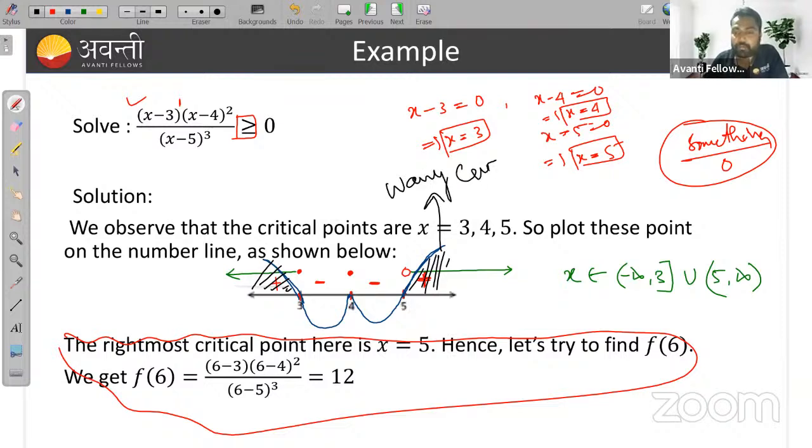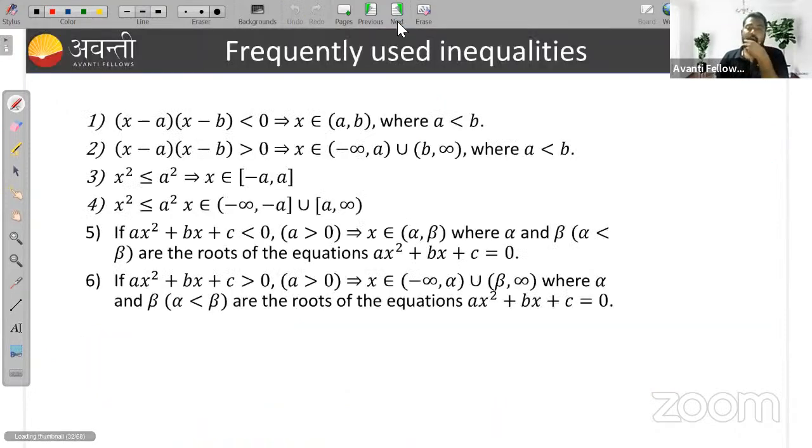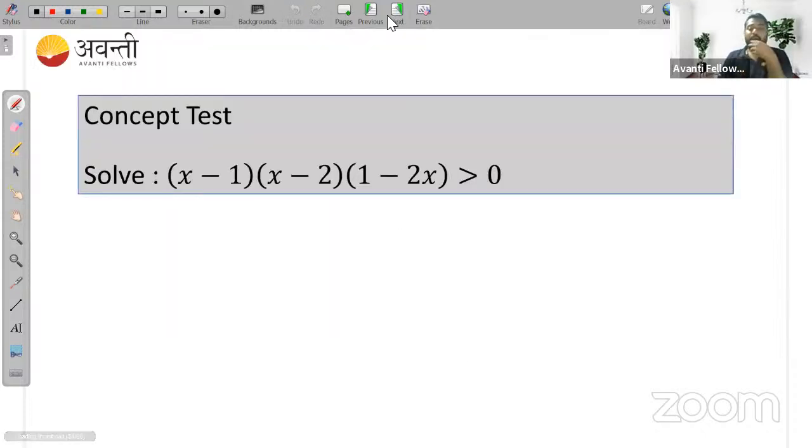Okay? It's a very good method and you can solve many questions using this method. It is actually very useful. So this is all about your wavy curve method. Let's move. Here some important inequalities are given, and you can directly remember the solutions of all these inequalities. You can take a screenshot of this. Sure, let's move. Concept test, you can do it easily.